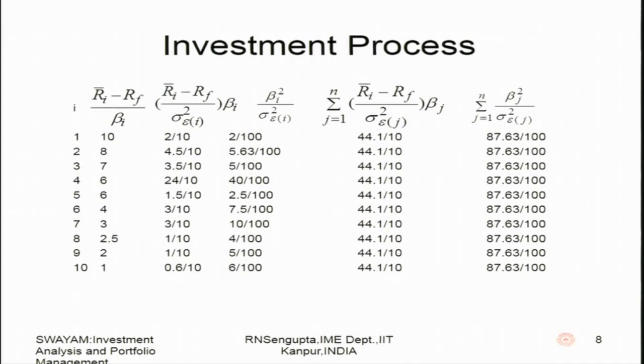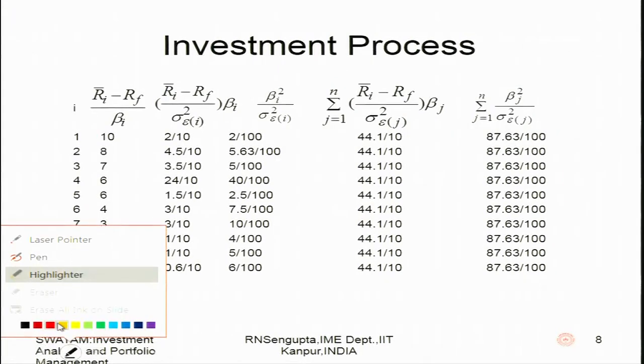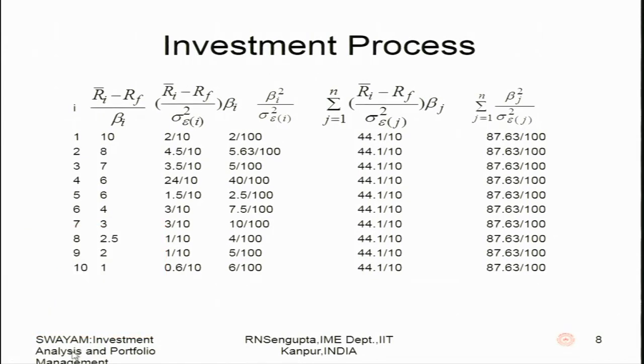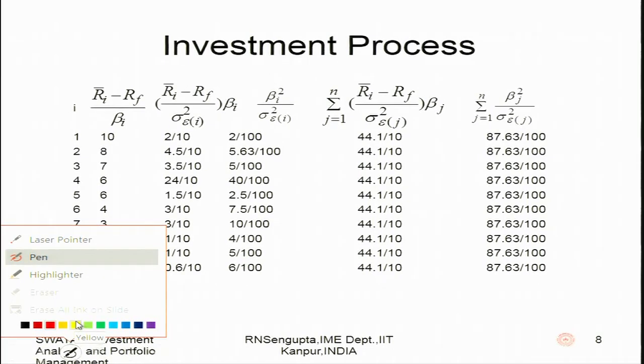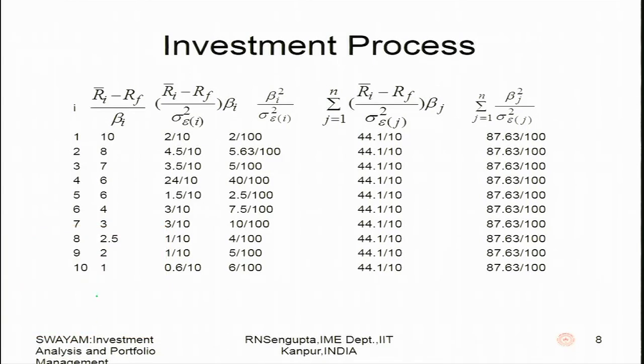So, here it is. If I consider the excess return to beta and the stock number, the first column where I put a first tick mark and the second column where I put the two tick marks, actually these are the values. They are being ranked by the excess return to the beta starting from 10 to 1. So, 10, 8, 7, 6, 6, there can be more than one such stock where the excess return to beta can be of the same value.